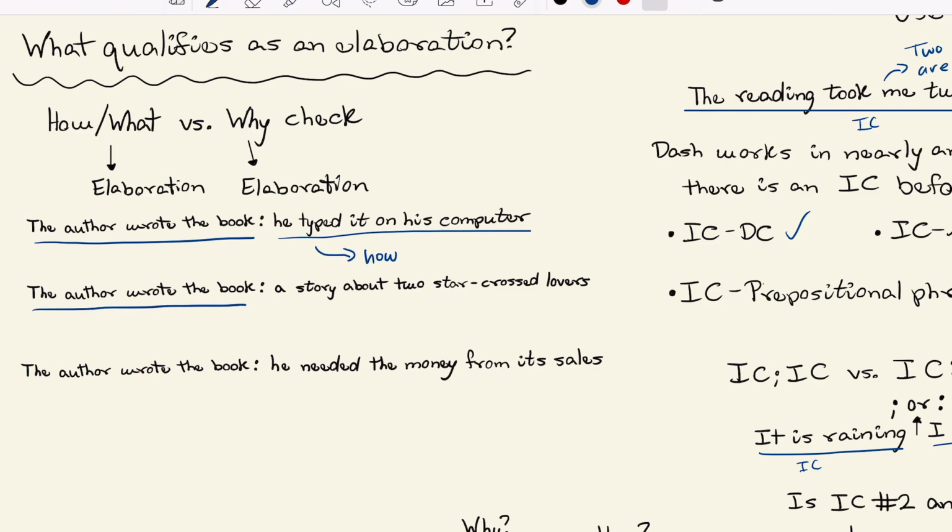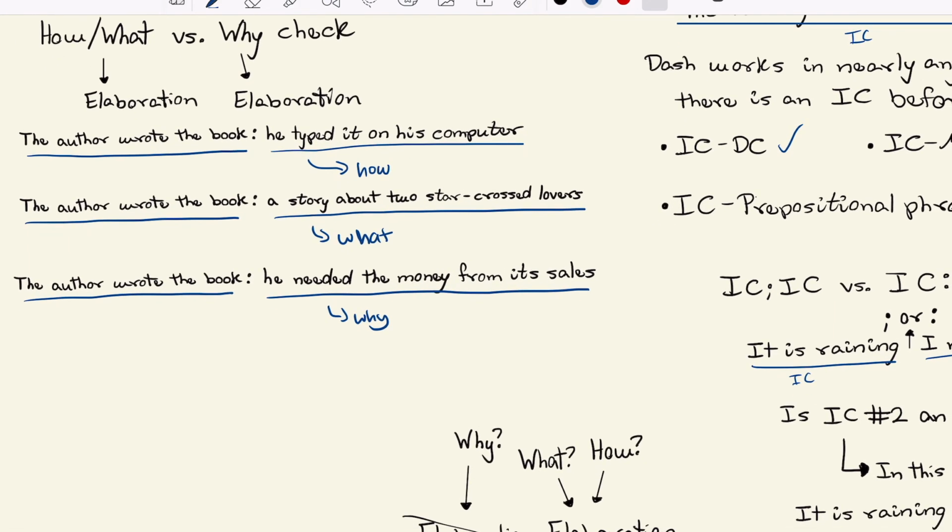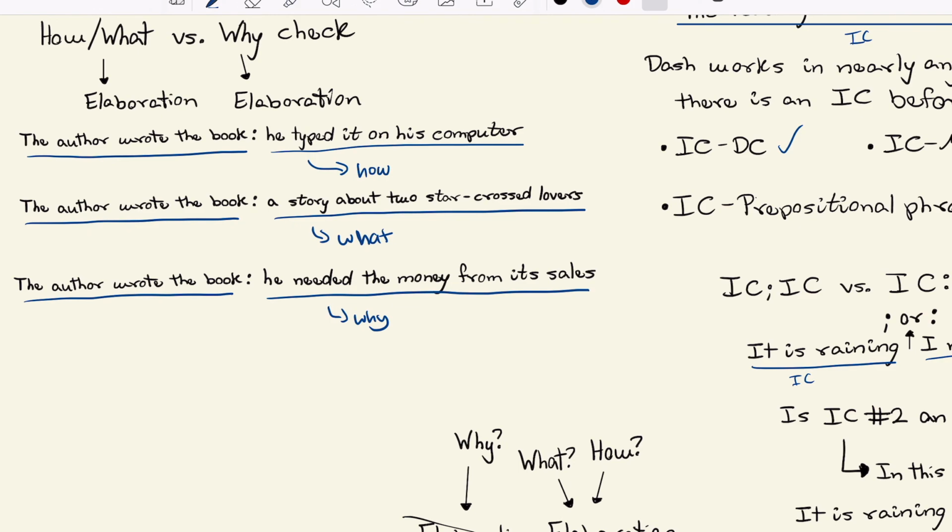The author wrote the book, a story about two star-crossed lovers. The second part of the sentence is answering what. And the third sentence, the author wrote the book, he needed the money from its sales. The second part of the sentence is asking why the author wrote the book. So out of these 3 sentences, what and how count as elaborations, but why does not.